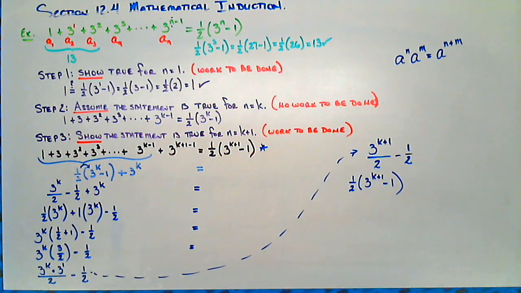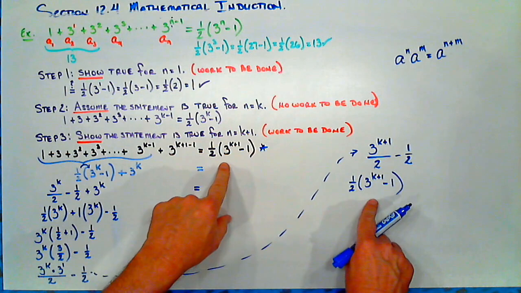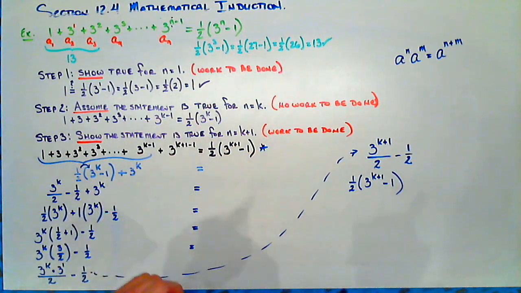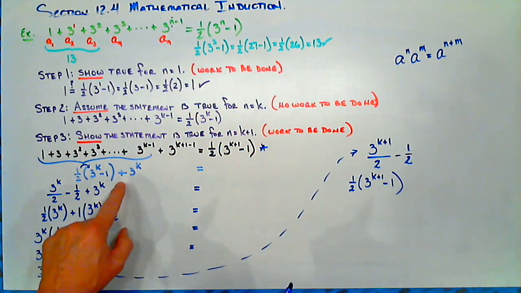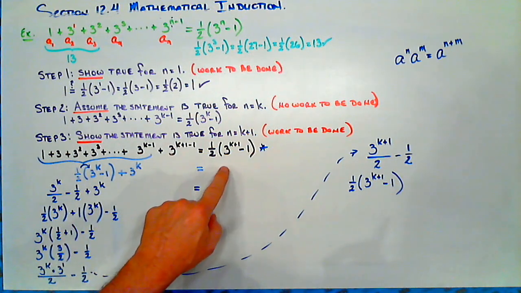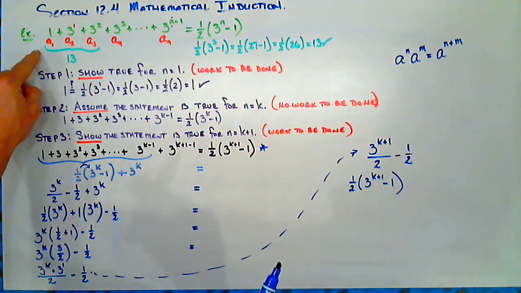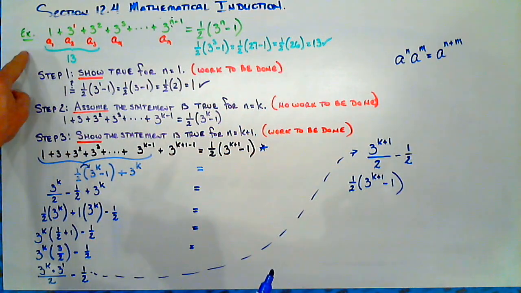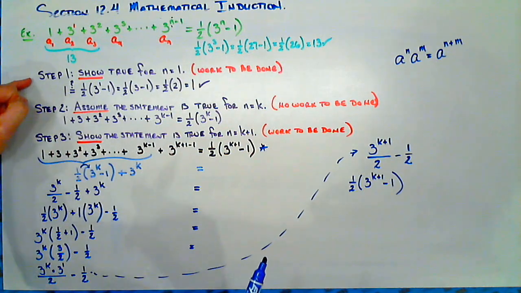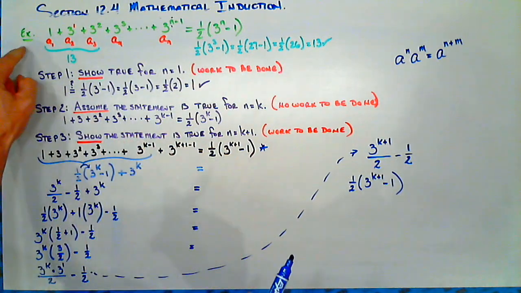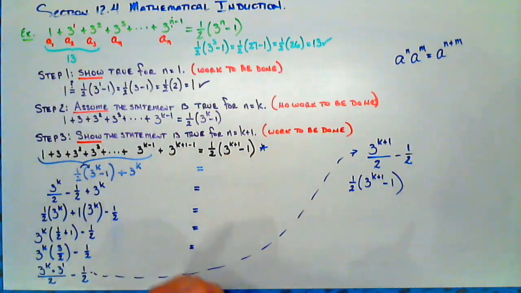And we have reached a matching point. Our left-hand side matches our right-hand side. And we said if the left-hand side of step 3 matches the right-hand side of step 3, then we have proven this to be true by mathematical induction. If we do step 1, and we do step 2 and 3, and we get step 3 to work, then this is true by mathematical induction.